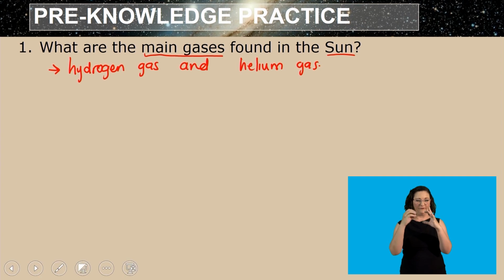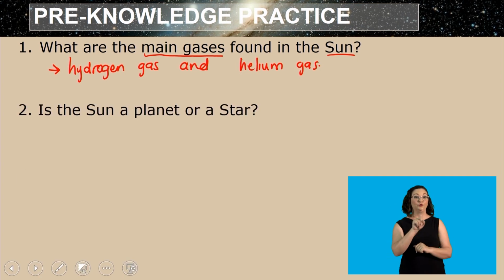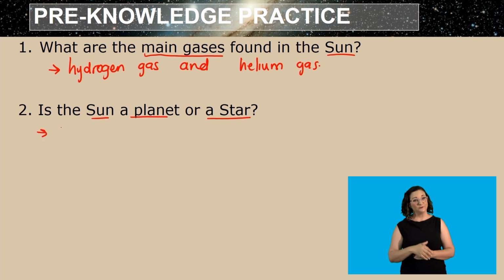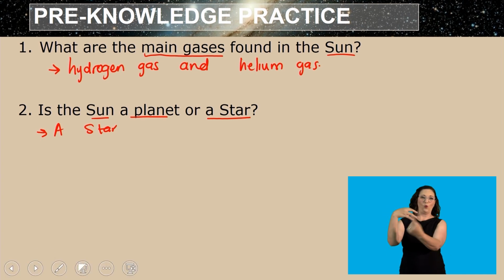All right. Now let us look at question number 2. It says, is the sun a planet or a star? We know very well that the sun is a star. The sun is a star, it is not a planet. Planets are the ones that orbit around the sun. That doesn't make the sun a planet.